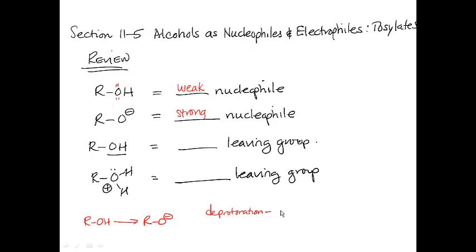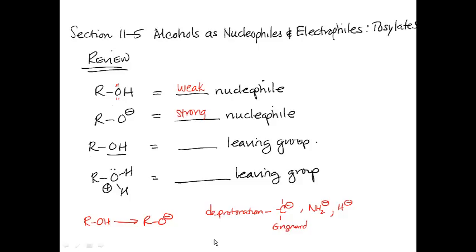Well, I could use a C-, which comes from a Grignard. I could use NH2-, or I could use H- for the hydride. Any of those three bases are strong enough to completely deprotonate the alcohol to form the alkoxide.